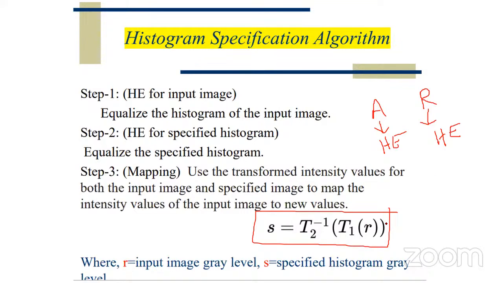You can understand what this means with an example. Let us assume that after applying histogram equalization for the input image, the gray level values are 0, 1, 2, and they become 1, 2, 3. After applying histogram equalization for the reference image, let us assume the values are 0, 1, 3. What is the meaning here? T1 is the transformation for histogram equalization of the original image, which means 0 is mapped to 1.